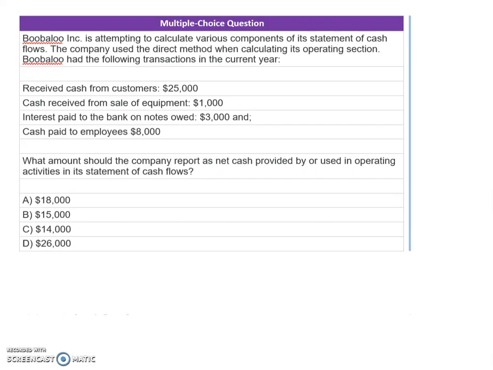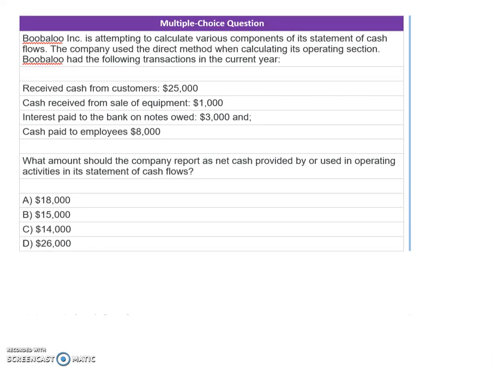Boobaloo Inc., love the name, is attempting to calculate various components of its statement of cash flows. The company used the direct method when calculating its operating section. Boobaloo had the following transactions in the current year. They received cash from their customers, 25 grand. They received cash from the sale of their equipment for $1,000. They paid the bank for interest on notes that were owed, $3,000, and they paid cash to employees worth $8,000.